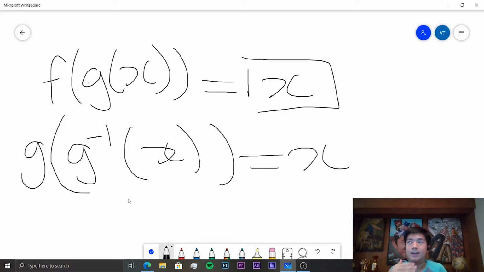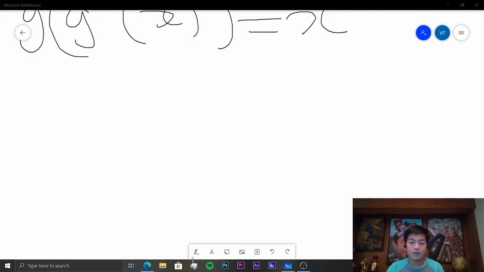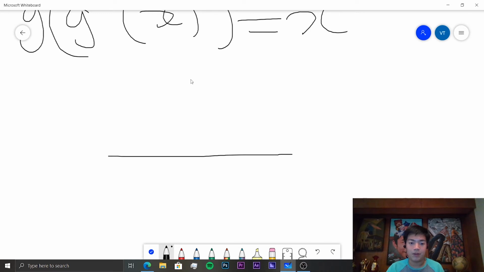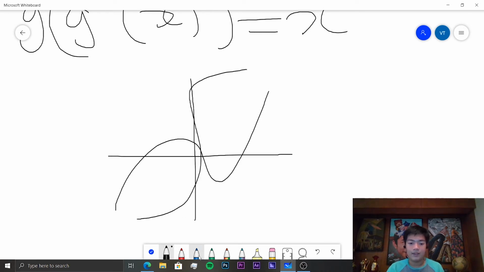If the inverse, which is a relation of course, is also a function, then we say that the original function is invertible. It means that you can invert it. Other things to know about inverse functions is that if there are two functions that are inverses, if we plot them graphically, they will have an axis of symmetry along the line y equals x.